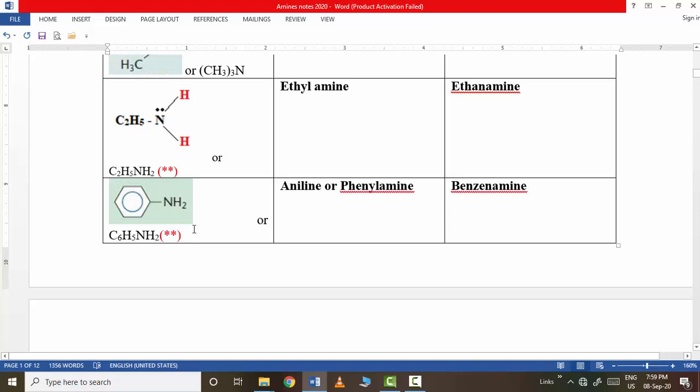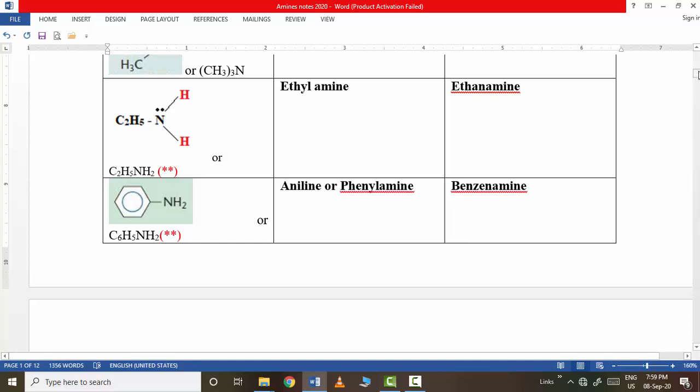That is aromatic amine. This aniline or phenylamine is the primary amine. Remember, this is the primary amine because you have only one ring structure. In your syllabus, you don't have to study diphenylamine or triphenylamine. Diphenylamine is a secondary aromatic amine. Triphenylamine is the tertiary aromatic amine. Secondary and tertiary, you don't have to study under the aromatic amine. You just have to study aniline. Aniline is the example of primary aromatic amine. Remember, it is the primary aromatic amine. IUPAC name is benzenamine.